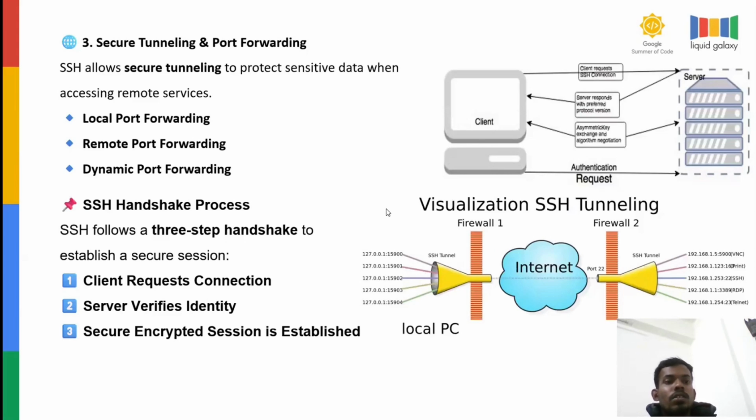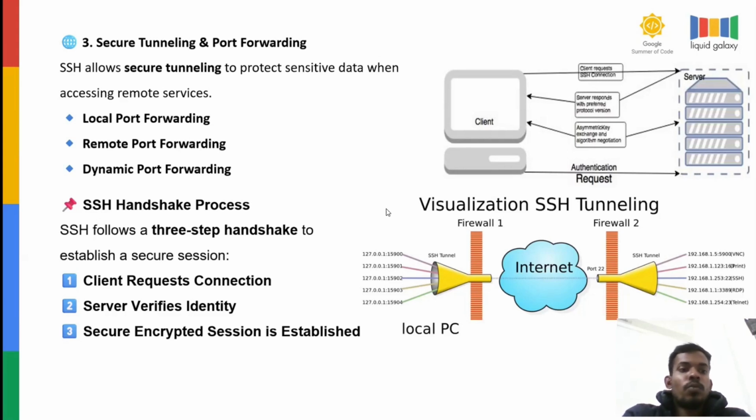The third feature of SSH is secure tunneling and port forwarding. Port forwarding can be done in three ways. The first one is local port forwarding. The second one is remote port forwarding, and the third one is dynamic port forwarding. It creates a secure tunnel to safely send data over the internet.